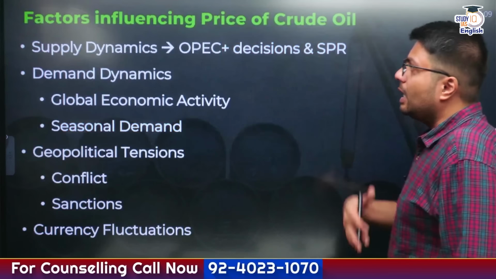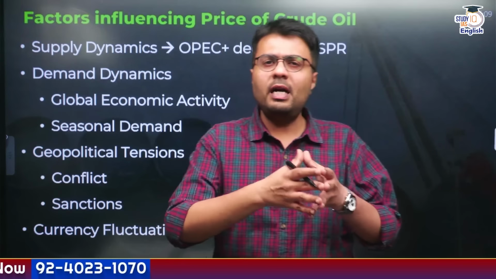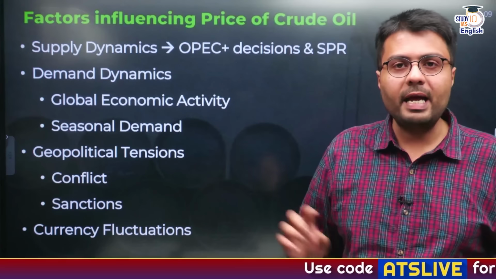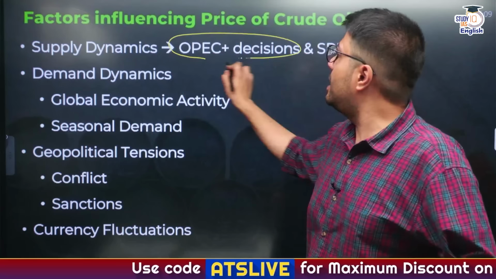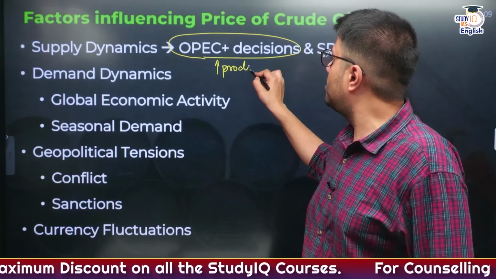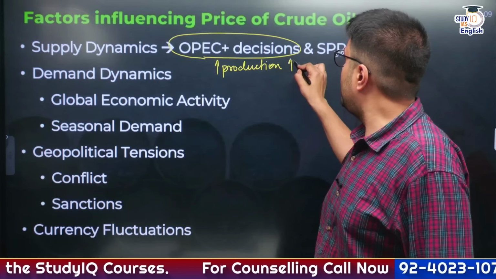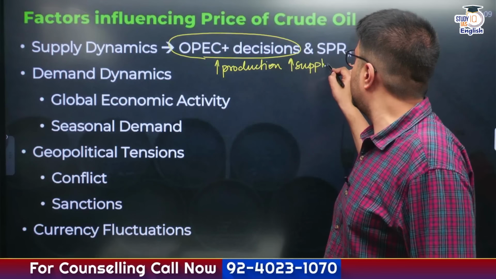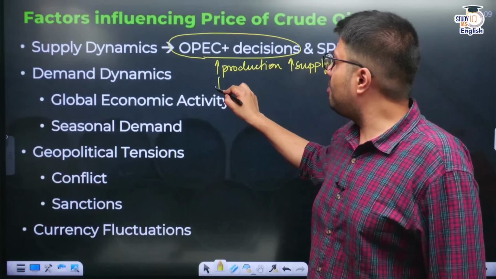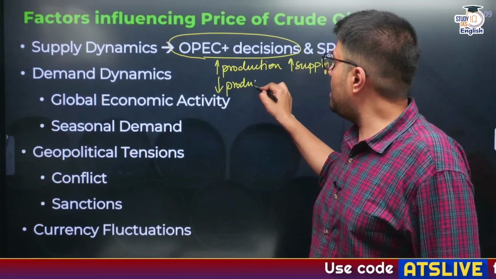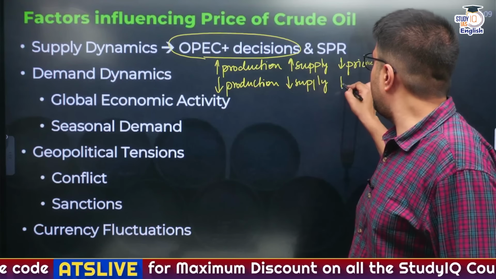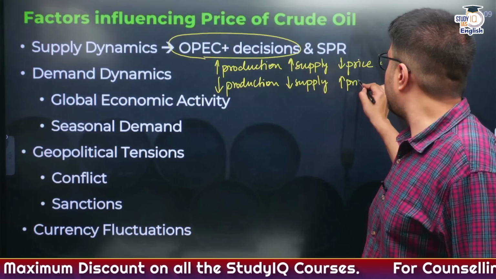Understood? Now, before concluding today's discussion, let us understand the important factors that influence the price of crude oil. First is the supply dynamics. Here, OPEC Plus decisions regarding production of crude oil play a very important role. Suppose these countries increase their production. This increase in production would lead to an increase in the supply of crude oil in the market, and naturally the prices of crude oil would reduce. Similarly, if they try to reduce their production, this would mean that there is a supply deficit in the market, and due to the supply deficit there would be an upward pressure on the prices.